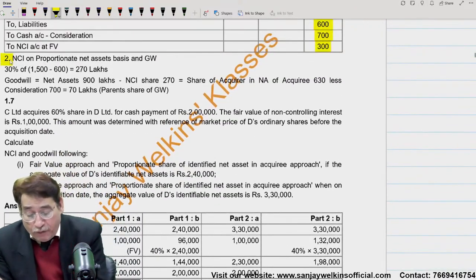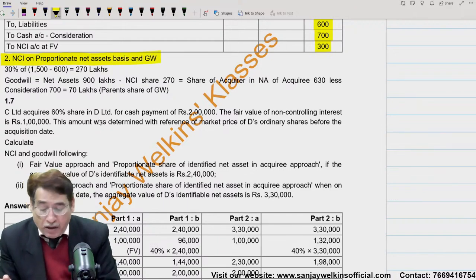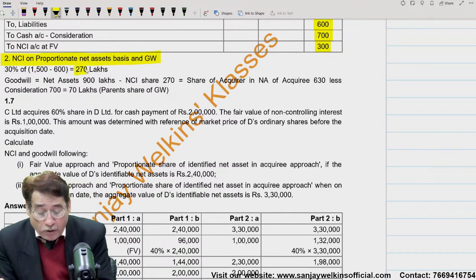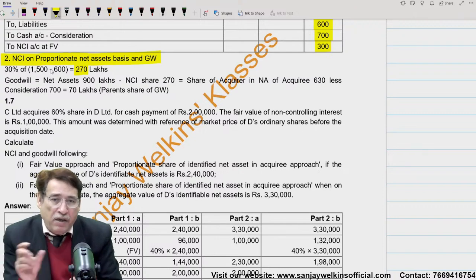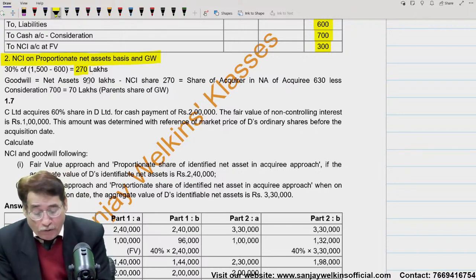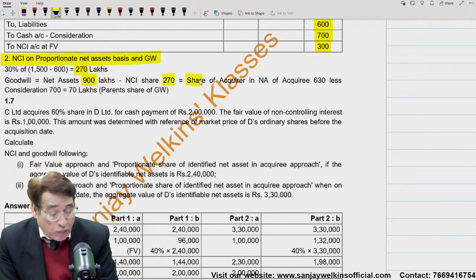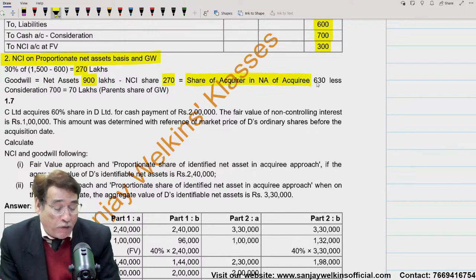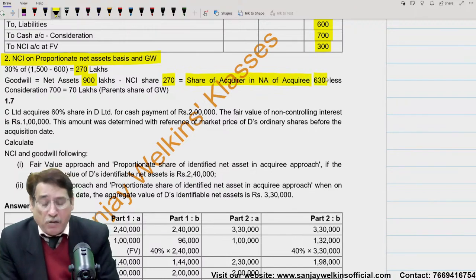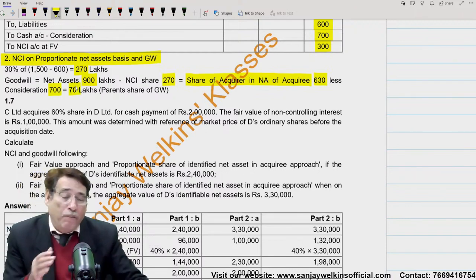In the second case, if you had adopted the proportionate share of net assets basis, in that particular case, NCI share would have been 270, because total net assets 1,500 minus 600 is 900, and 900 into 30% is 270. That would have been the share of NCI under the PSNA basis. Then you can easily find out the amount of goodwill. See, net asset is 900, NCI share is 270. So the share of the acquirer in the net assets of the acquiree will be 630. And you will compare it with the amount of consideration, 700 lakhs. So in this case, your goodwill would have been 70.